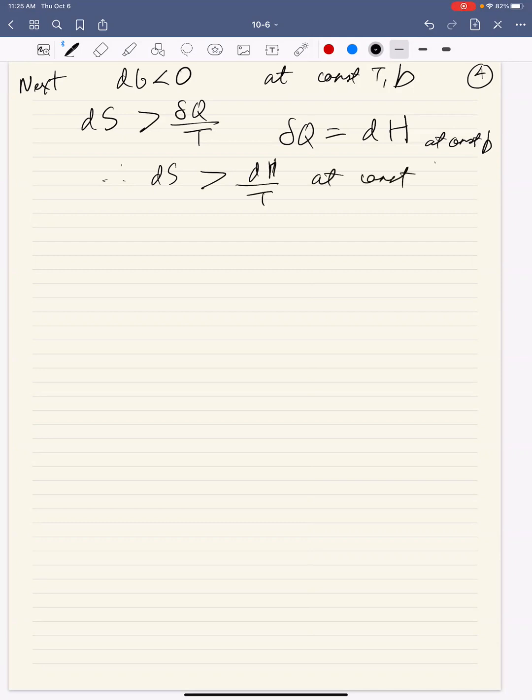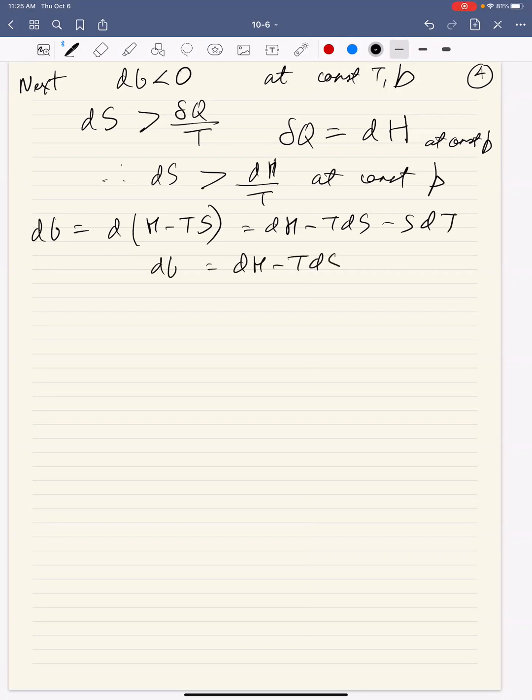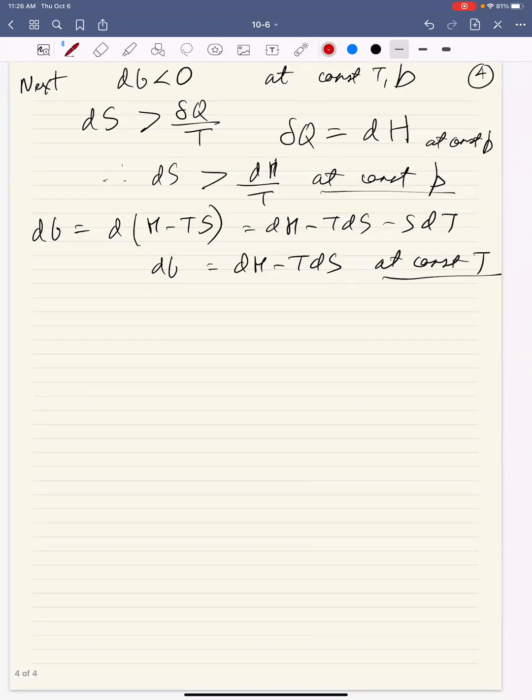So now let's think about dG, which we have already defined. dG is equal to d of H minus TS, which is equal to dH minus TdS minus SdT, or dG is equal to dH minus TdS at constant temperature. So now we assume the other thing also, that it is constant pressure. We first assumed constant pressure, now we assume constant temperature. And if we equate both of these, we get one more line. So this tells us that dH is equal to dG plus TdS.